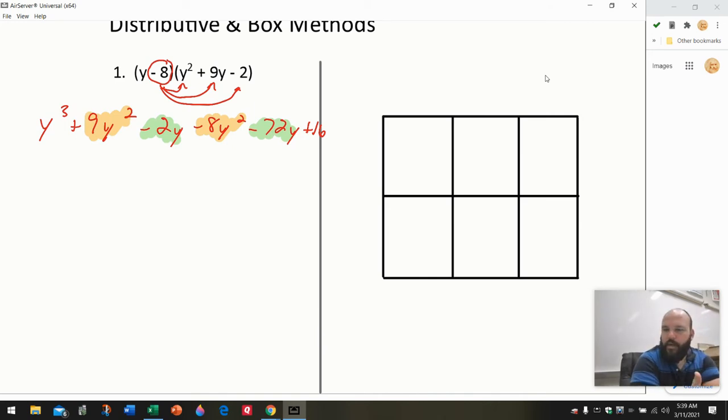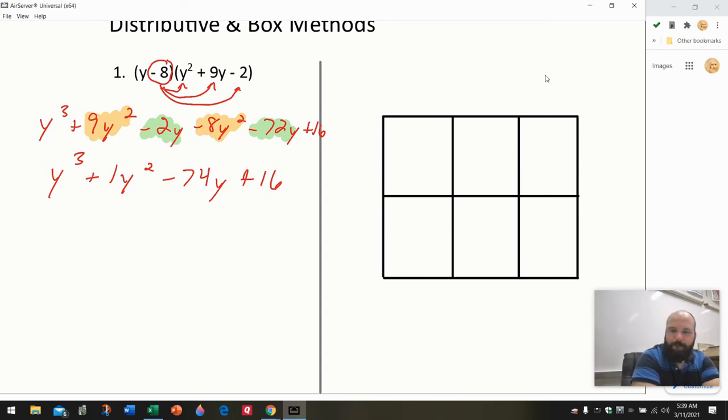So now we order them from greatest power to least, so it's in standard form. So we have y to the third. Then we have 9y squared minus 8y squared. 9 minus 8 is 1. So we will put plus 1y squared. You don't have to have the 1 if you want to just put plus y squared, that's fine. Then we have negative 2y minus 72y, which is negative 74y. And lastly, we have plus 16. And there it is. There's our final answer.